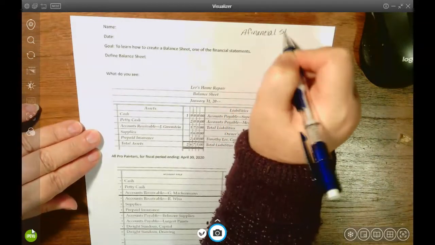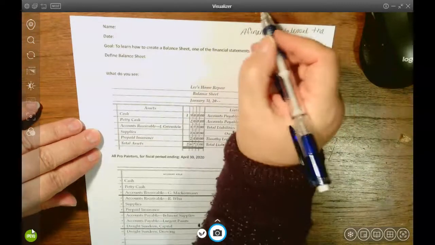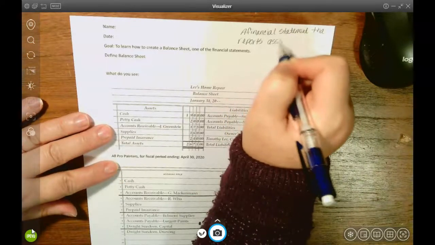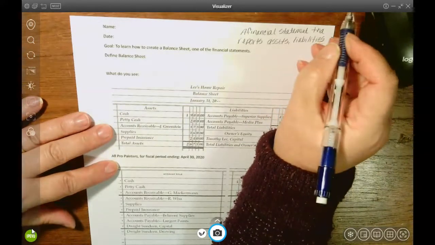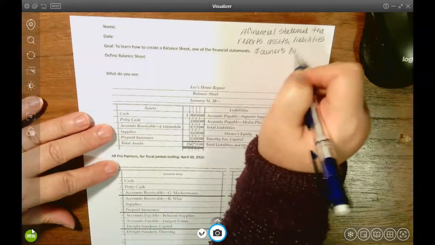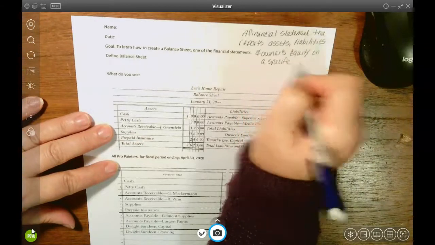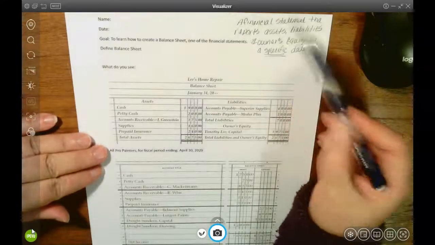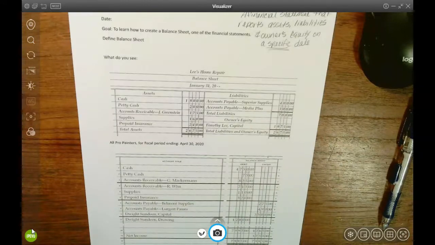The balance sheet is a financial statement that reports assets, liabilities, and owner's equity on a specific date. All right, make sure you write that in your notes. A financial statement that reports assets, liabilities, and owner's equity on a specific date.